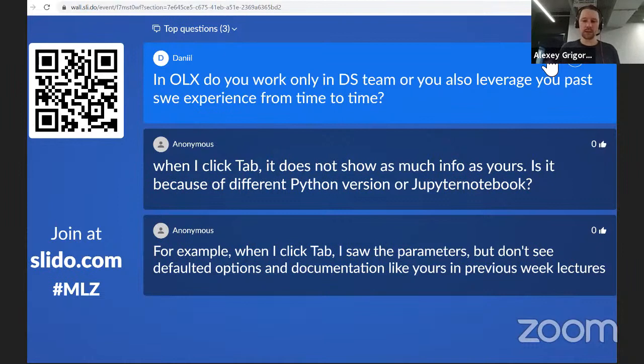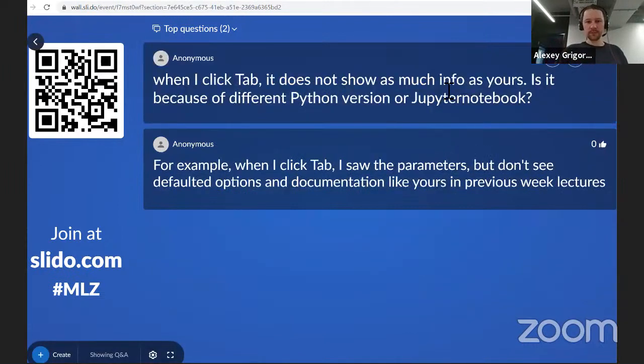A few years ago, I would just code all day long, but now I also do a lot of meetings. So these days I don't leverage my past software engineering experience as much as before. But yeah, there are always cases when, let's say, I need to deploy something. So this is very useful, because in my opinion, data science is still an engineering thing. So you need to write a lot of code, and having a background in software engineering, in programming, is very helpful.